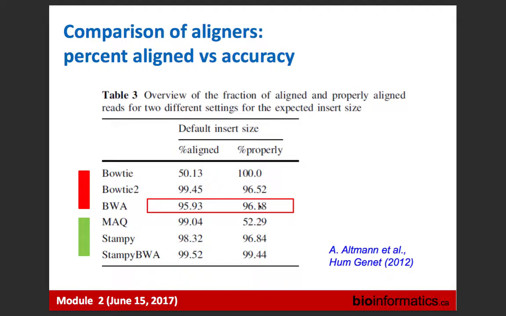I mentioned that, right? So if it's a recent histone mod IP, it should be over 90% alignability. If you're below that, it means you've got some problems. Okay. You should look into it.